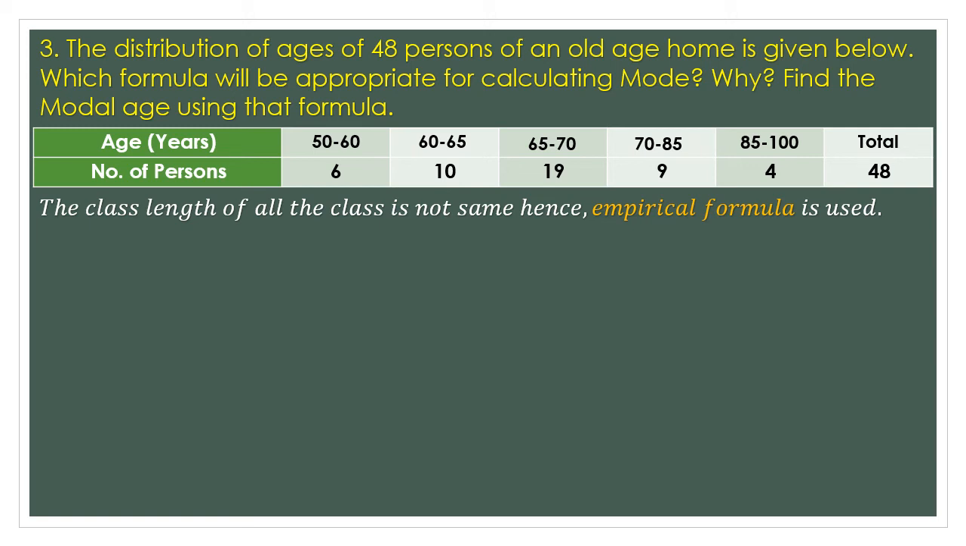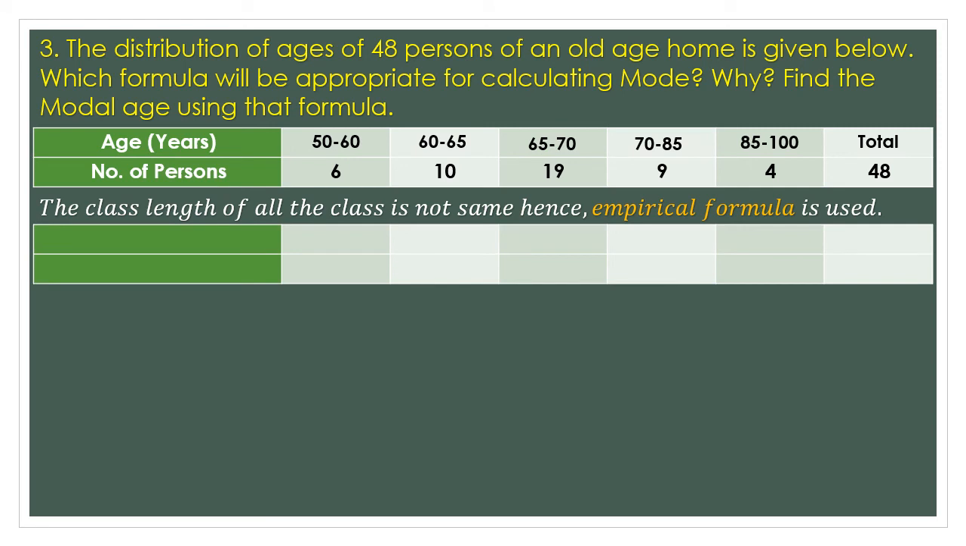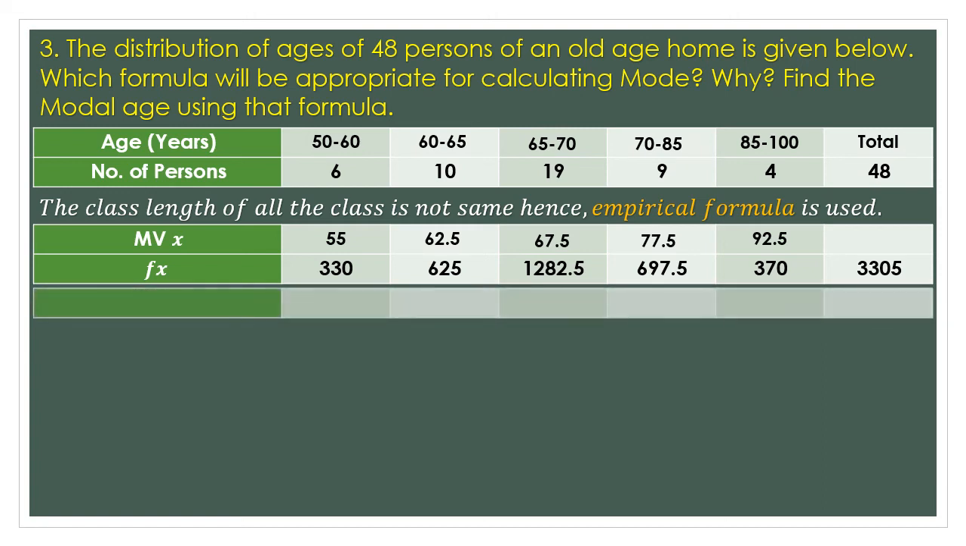Because we need mean and because the class lengths are unequal, I am just going to find the mid value and multiply it with the number of persons, that is the frequency here, and then I will be using the cumulative frequency to calculate median. So mid value x and the fx. Now 50 to 60 is 55, 62.5, 67.5, 77.5, 92.5. Next I am multiplying these values with the number of persons, that would be my frequency. So 330, 625, 1282.5, 697.5 and 370, and the total of the fx is 3305 and the total number of persons are 48.